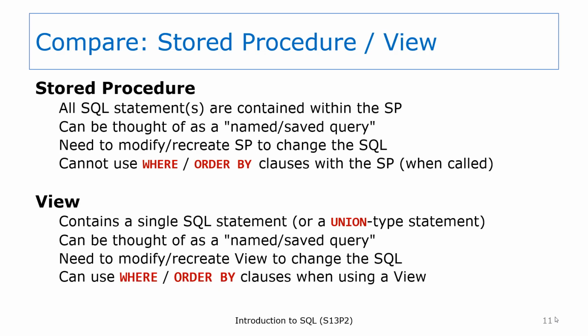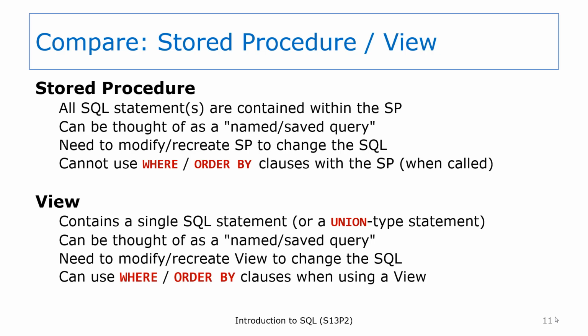Now let's compare a stored procedure with a view. First of all, both stored procedures and views are considered to be persistent database objects. That means that once you create a stored procedure or a view, it will remain in the database until you delete it. For a stored procedure, the first three items listed here were described on the previous slide. The fourth item shown here, cannot use where order by clause, means that when you use the call statement to invoke the stored procedure, you cannot put a where or order by clause immediately after the call statement.